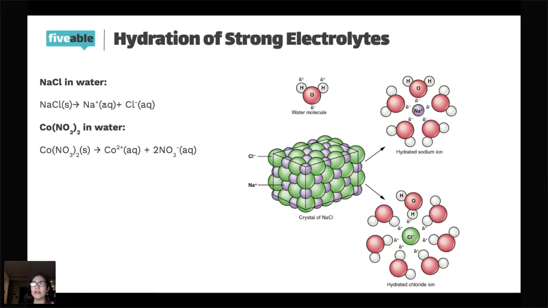Now, table salt is very easy. We have the ions in a ratio of 1 to 1, but sometimes the ratio is not 1 to 1. For example, here, cobalt(II) nitrate, when it dissolves in water, dissolves into the ions Co2+ and 2 ions of nitrate, because the subscript means that we need 2 nitrate ions for every cobalt ion. So in this case, we are going to have 1 cobalt ion per 2 nitrate ions in the solution.